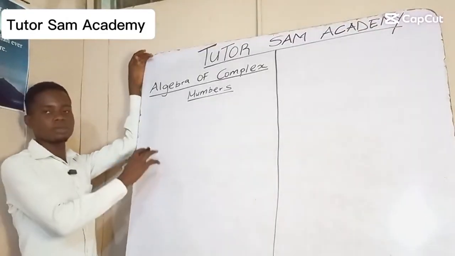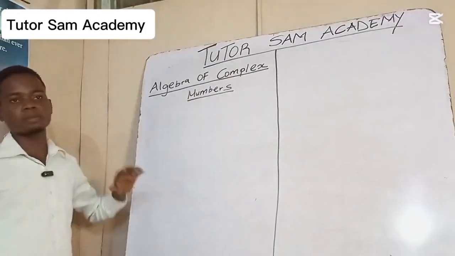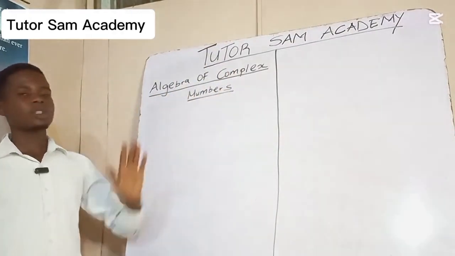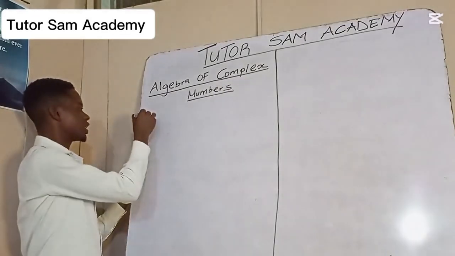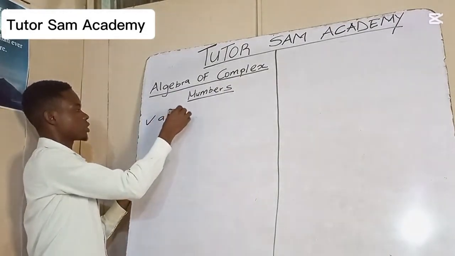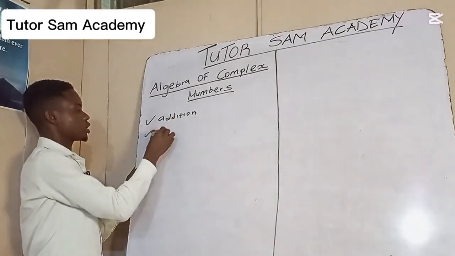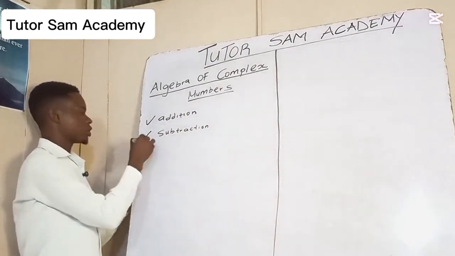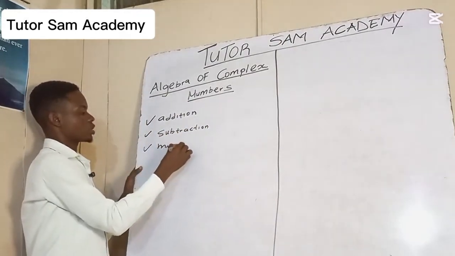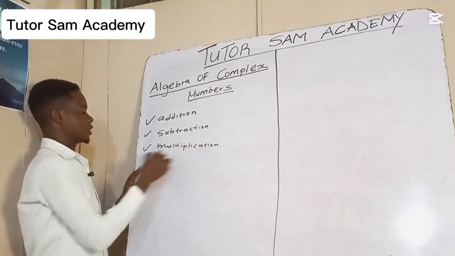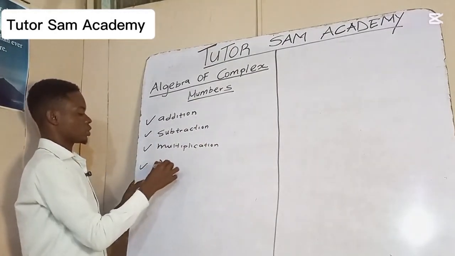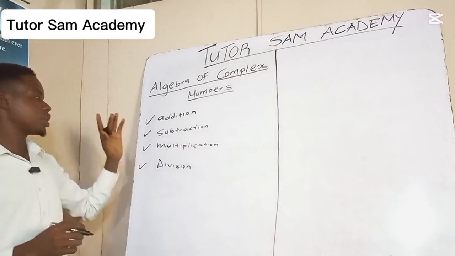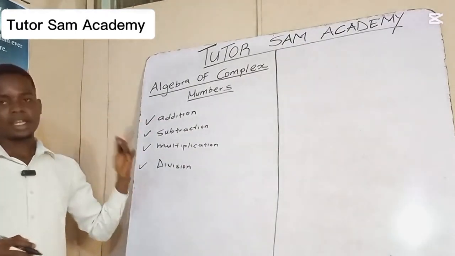Today, we'll be taking the algebra of complex numbers. When we're talking about the algebra, it has to do with addition, subtraction, multiplication, and division. So today, we'll be taking the addition of complex numbers, the subtraction, the multiplication, and division.